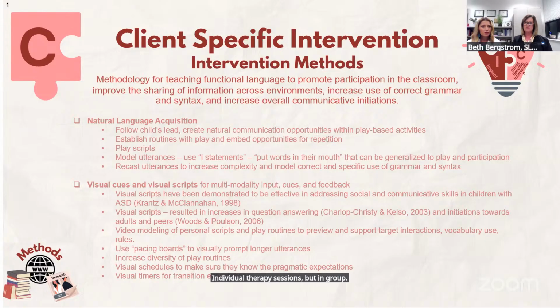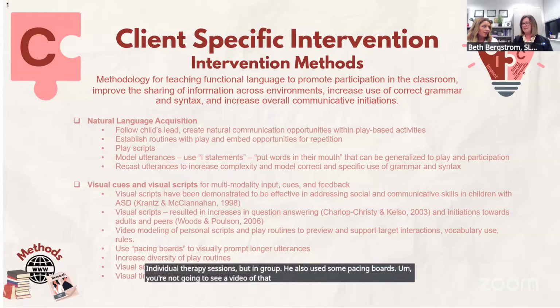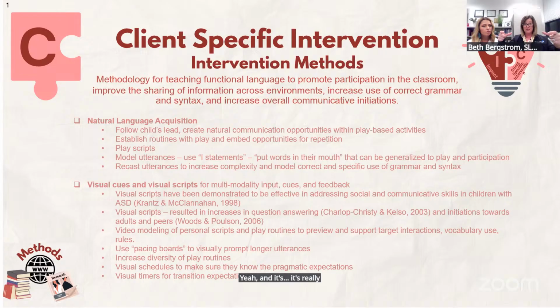He also used some pacing boards. You're not going to see a video of that, but you used that a lot with him this semester before I had him. Yeah, and it's literally just a piece of paper with lines that make it into squares. And we often would say, tell us and use the squares. And I don't know, it's magic.